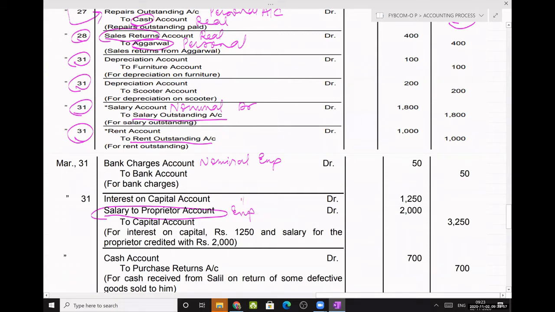Businessmen and business are treated as two distinct identities. So business gives money to the proprietor. Okay, so proprietor is the receiver. But I cannot write the proprietor's name in my books, so the term used is salary to proprietor. From the business point of view, paying salary to the proprietor is an expense. Both are treated as two distinct identities. And salary is nominal. It's an expense. Debit.